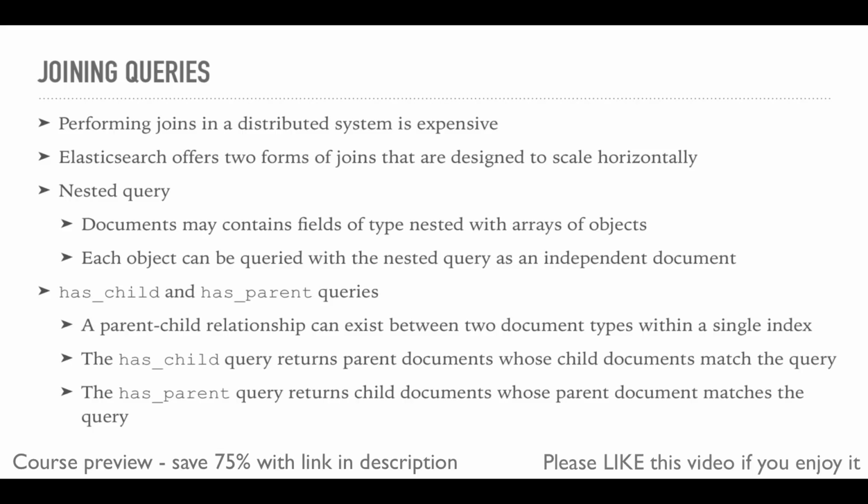Next are the has_child and has_parent queries, which are useful for parent-child relationships between two document types. The has_child query returns parent documents whose child documents match a given query, while the has_parent query returns child documents whose parent document matches a given query. So, the has_child query is used to add query clauses to child documents, whereas the has_parent query is used to add query clauses to parent documents.